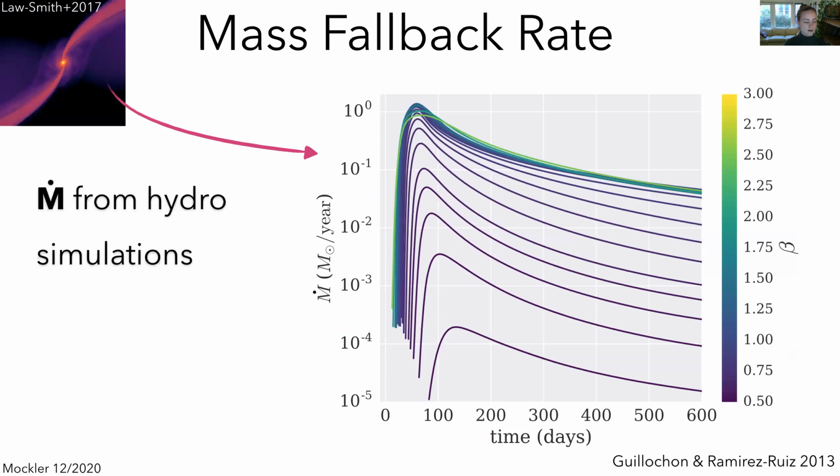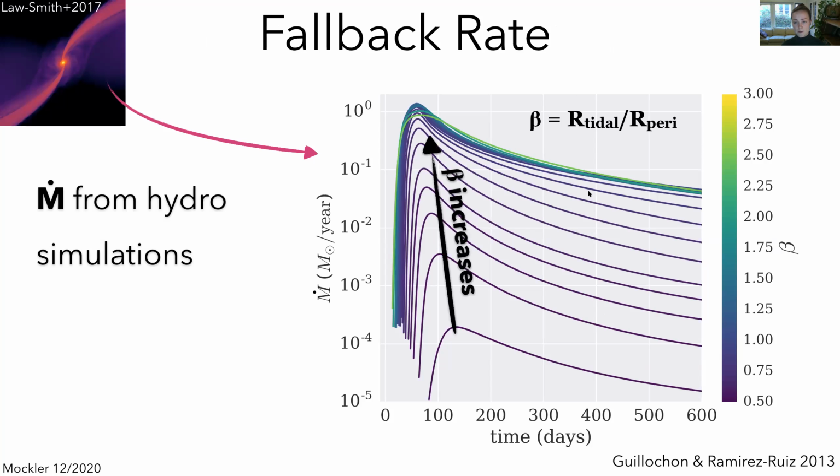So first, the mass fallback rate. We get mass fallback rates from hydro simulations. We actually have a library of these mass fallback rates, and I'm plotting some of them here. And we have them for a variety of different impact parameters, or beta. So the impact parameter is the tidal radius over the pericenter radius.